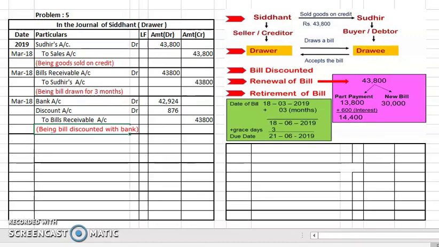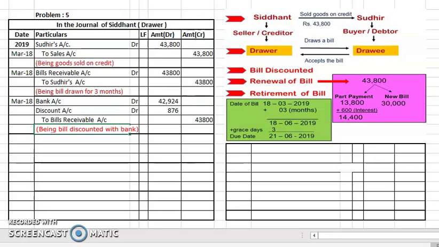Now on the due date, this bill is dishonored. So first we see how the due date is calculated. In the working note, the date of the bill is 18th March 2019. The bill is drawn for 3 months. So 3 months from 18th March is 18th June 2019. And after adding 3 days of grace, we get the due date as 21st June 2019. So this bill is dishonored and Sudhir is requesting Siddhant to renew the bill.